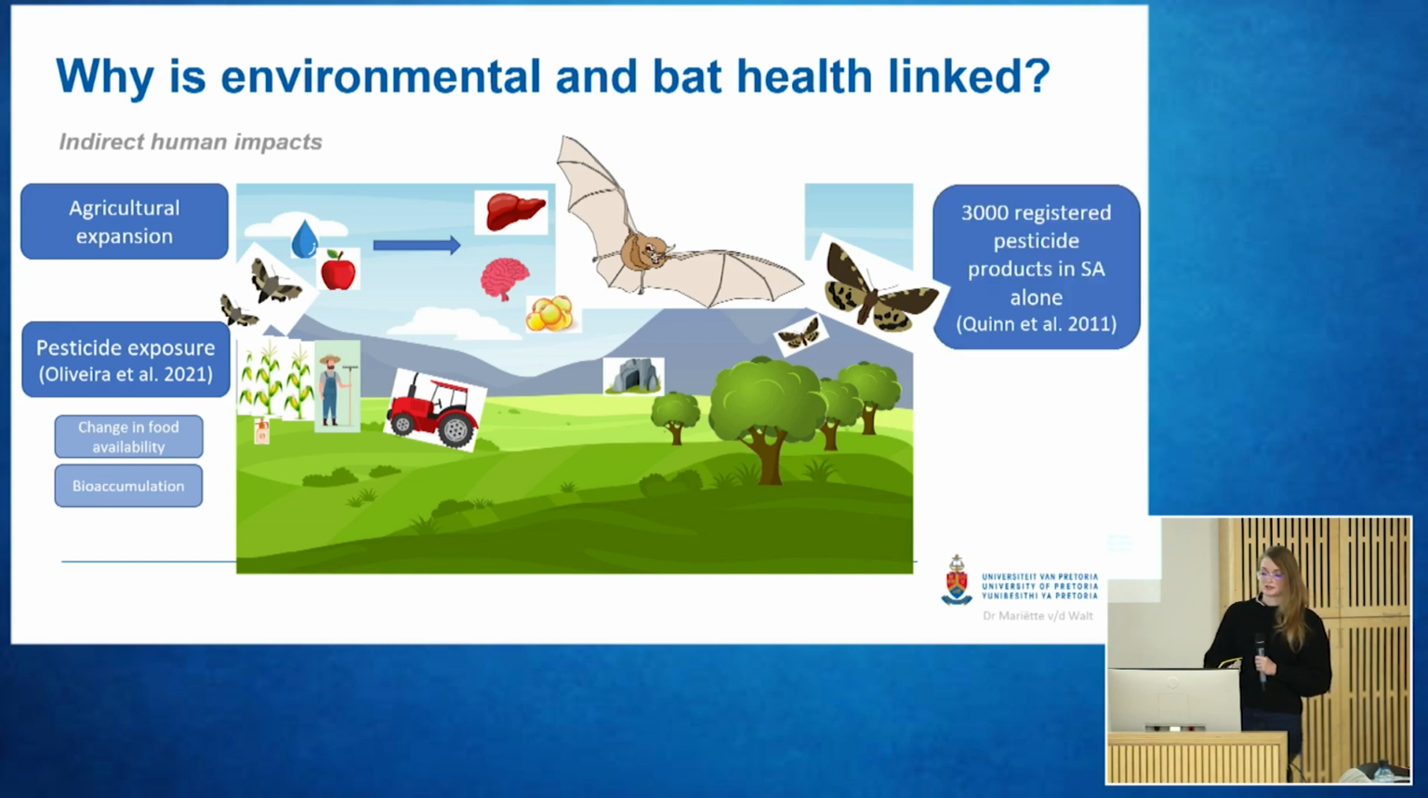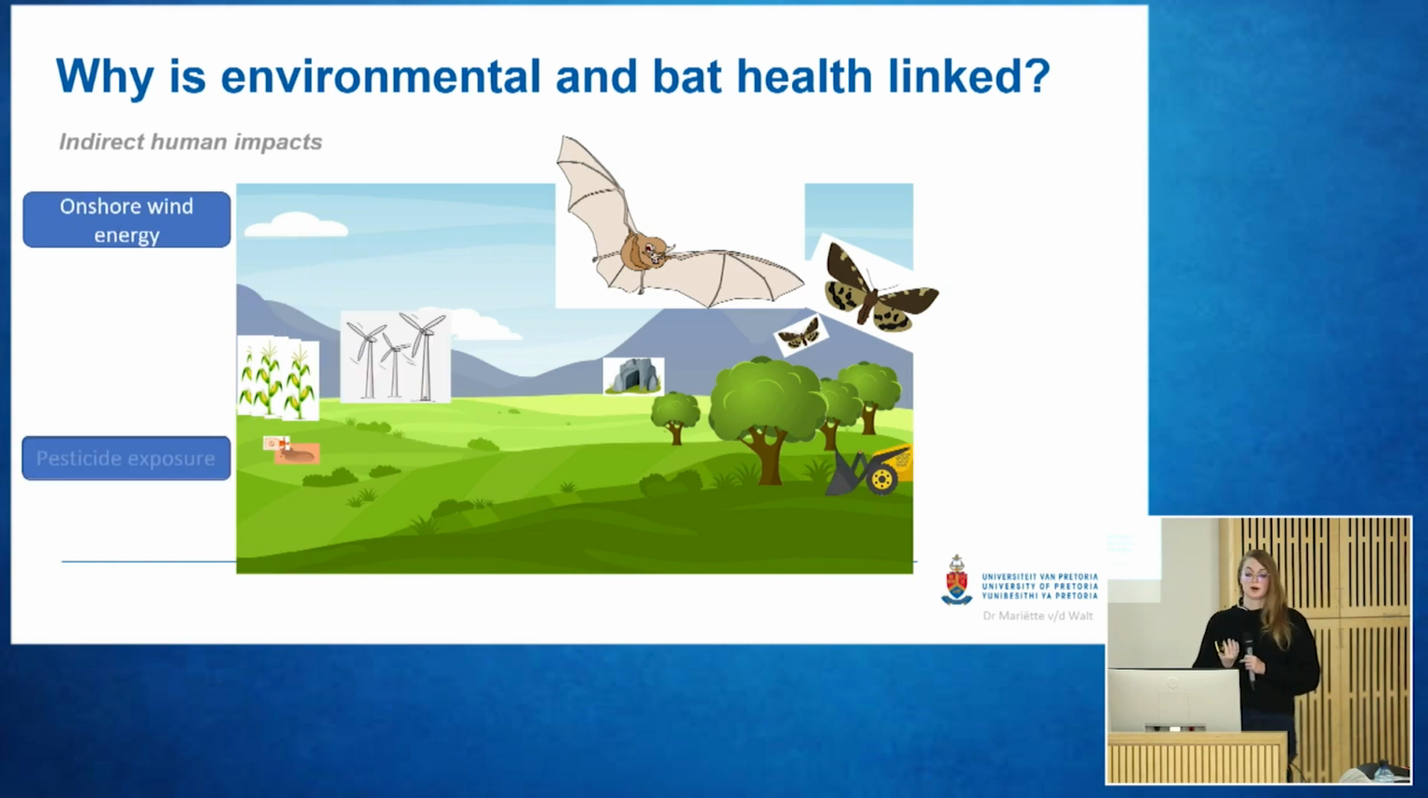And the reason why this is a problem, specifically in South Africa, is that we import and use 3,000 types of registered pesticide products within South Africa alone. So that makes the lack of pesticide studies, particularly in South Africa, but also across Southern Africa, quite a gap, in that we don't currently know what's happening.